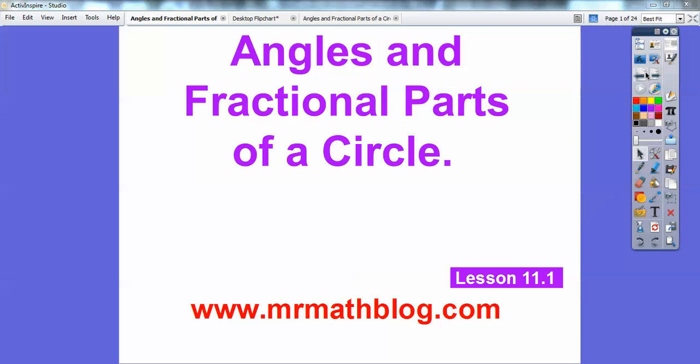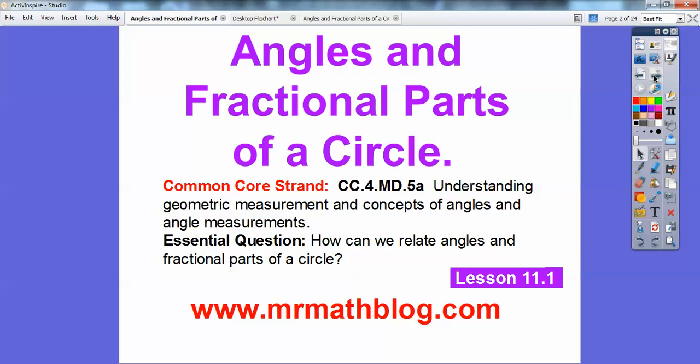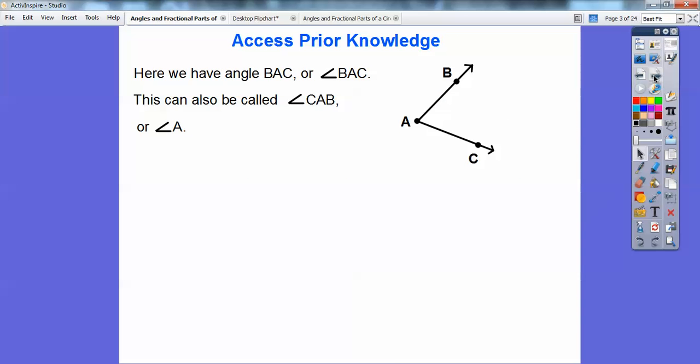Okay, so you're going to need some fraction parts of circles. So there's our Common Core strand, and our essential question is how can we relate angles and fractional parts of circles? Okay, so let's access a little bit of prior knowledge here.